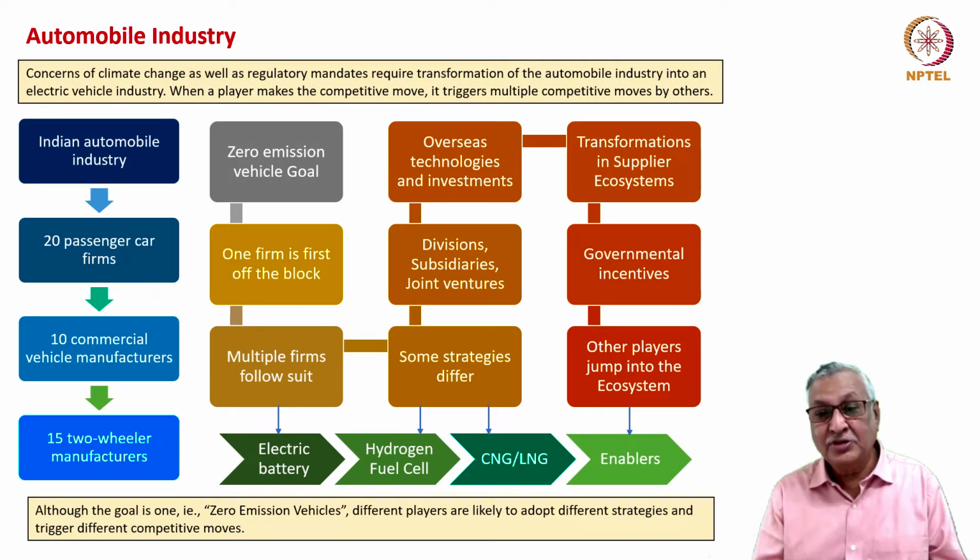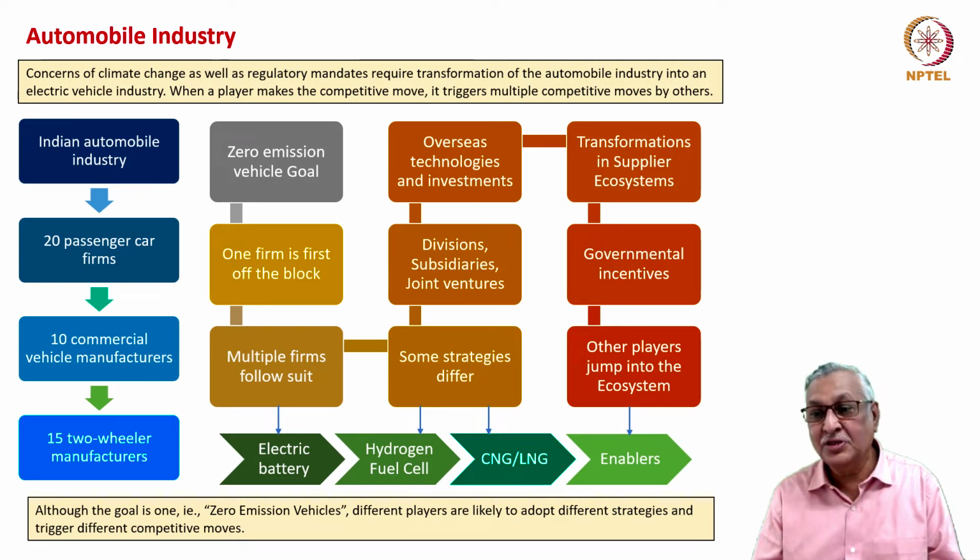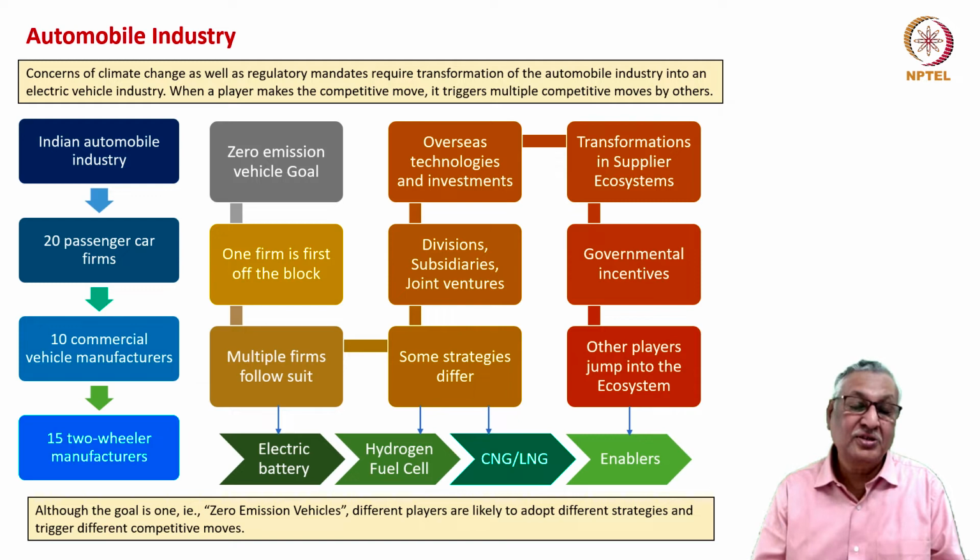Some companies set up divisions, that is, no legal entity, but a separately constituted operational division within the company. There could be subsidiaries, there could be joint ventures. There would be overseas technologies and investments brought in. And all of that will be supported by transformations in the supplier ecosystem. There would be governmental incentives. And when all this happens, people see the whole ecosystem maturing, and many other players also would jump into the ecosystem. In this process, even as one story is being written, other stories take shape.